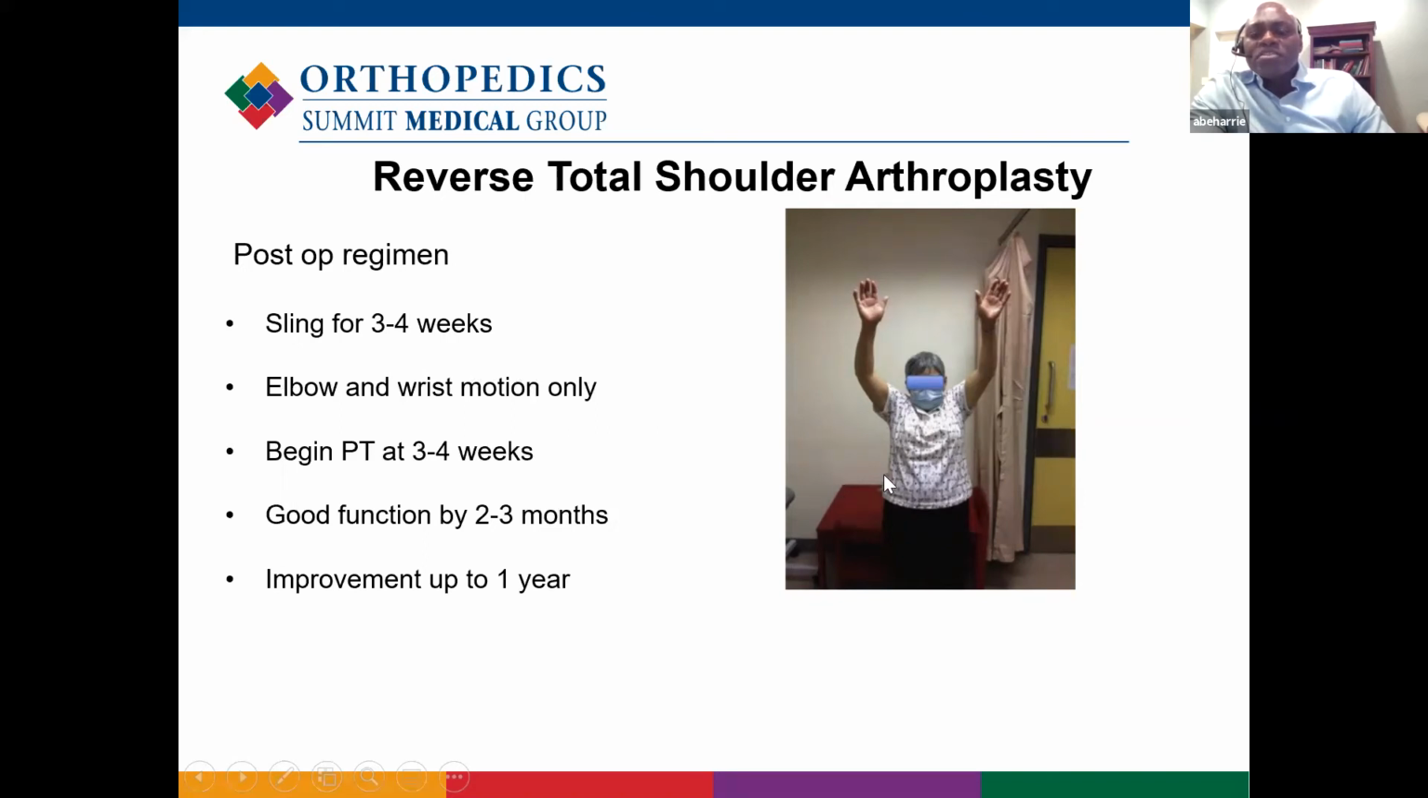This is an image of a woman who underwent a reverse total shoulder arthroplasty of the right shoulder. And looking at her, you wouldn't be able to tell which side she had surgery on. She's able to lift the arm overhead. Although most patients get good function by about 3 months, full recovery can take up to a year.